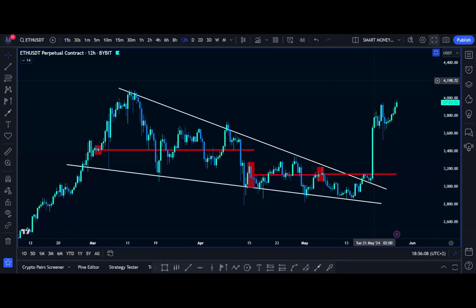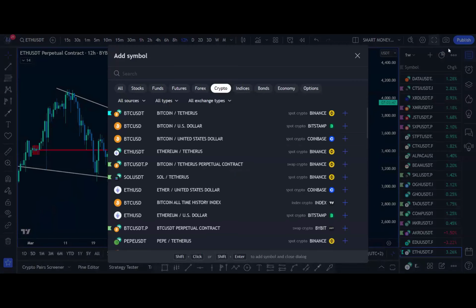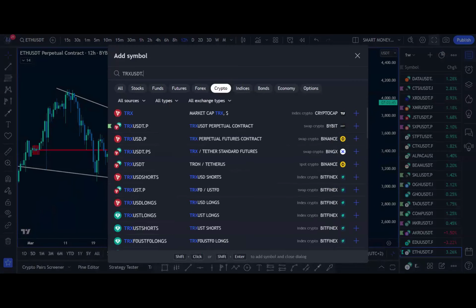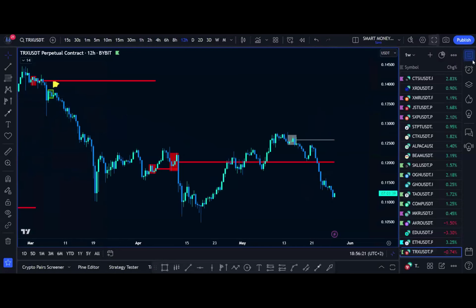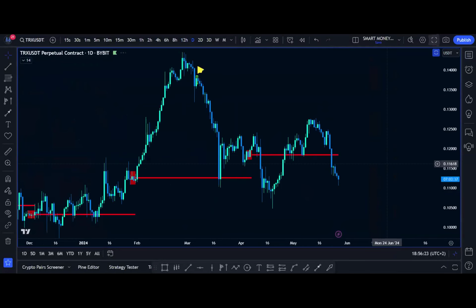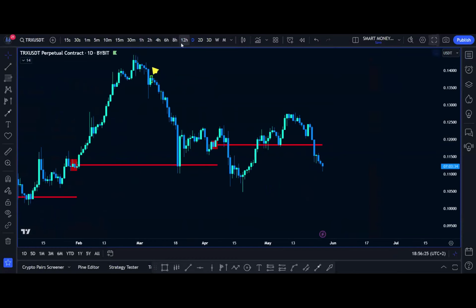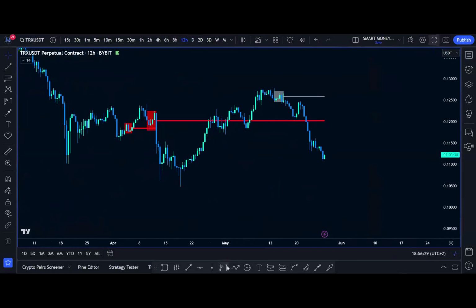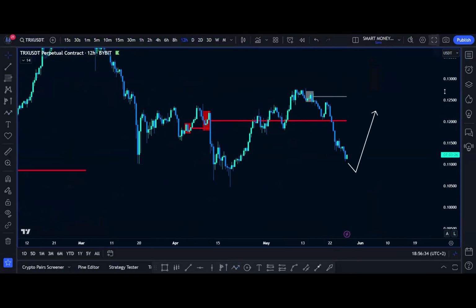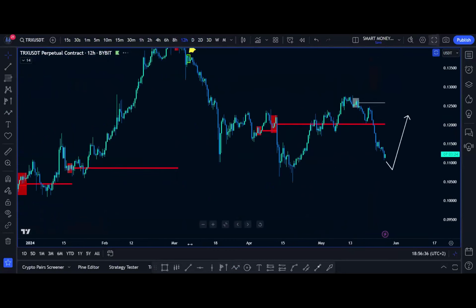Seth, can you have a look at TRX, please? Let's have a look. Let's see TRX. So you can see over here, it's broken below value. So this would be a time where you would actually start anticipating somewhere around here that there's going to be a reversal back.